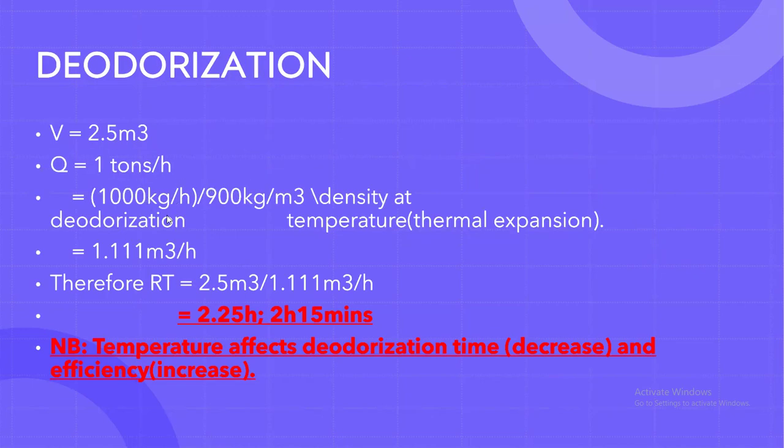So now converting that to volumetric flow rate by dividing by density, we get that the flow rate is 1.111 cubic meters per hour. Dividing the volume of the deodorizer by the inlet volumetric flow rate, we find that the residence time is 2.25 hours, or 2 hours 15 minutes. So temperature affects deodorization time. How? The higher the temperature, the lower the retention time. The higher the temperature, the higher the efficiency.